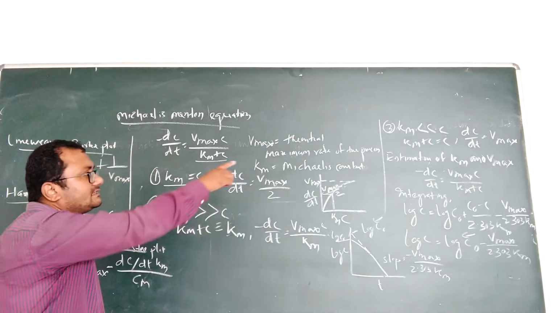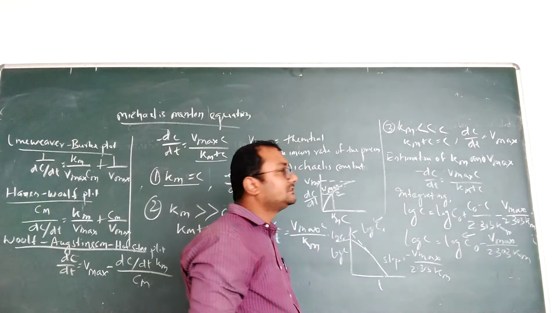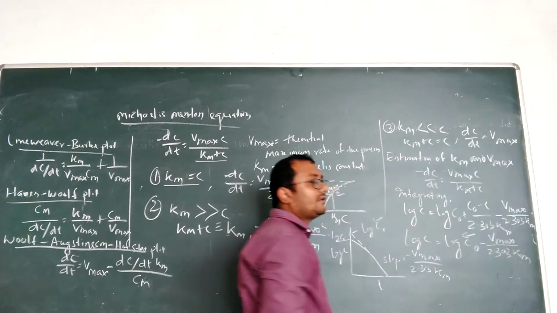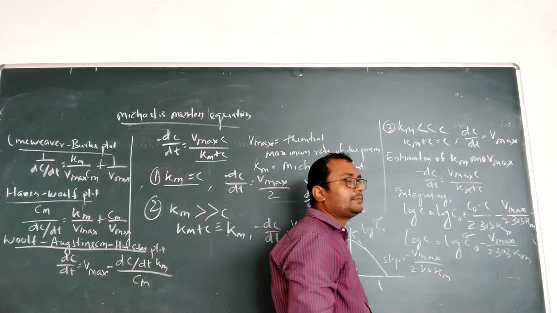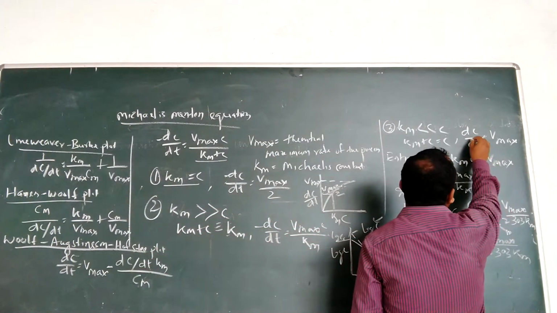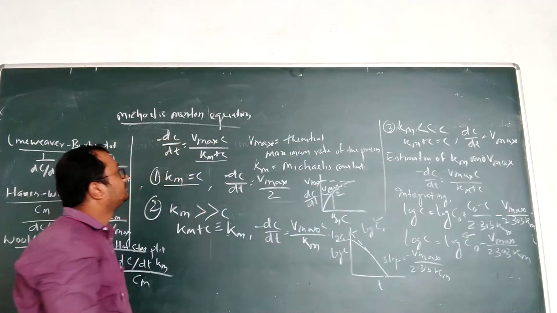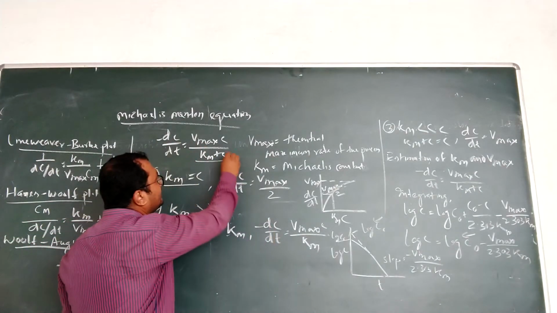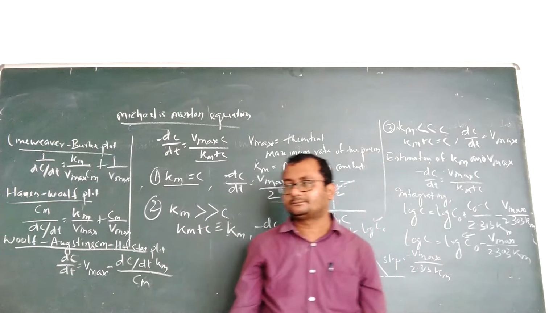Another condition is when Km is much smaller than C. Then Km plus C is equal to C; we have to neglect the value of Km. In this condition, Km plus C is converted to the C value only. So we can write the equation as dC by dt equals Vmax into C divided by C, where C will be cancelled. So the value will be dC by dt equals only Vmax.